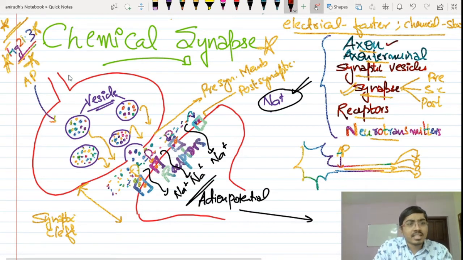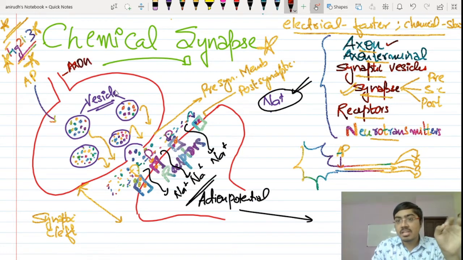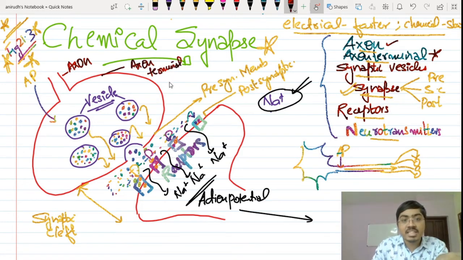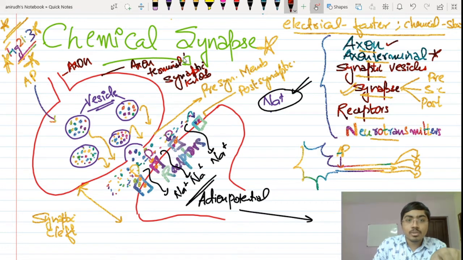Axon. What is the axon here? This is your axon. Axon is ending in the axon terminal. Terminal means the end of something. So this is your axon terminal, also called the synaptic knob. Axon terminals are also called synaptic knob, and it is there that the axon is terminating.